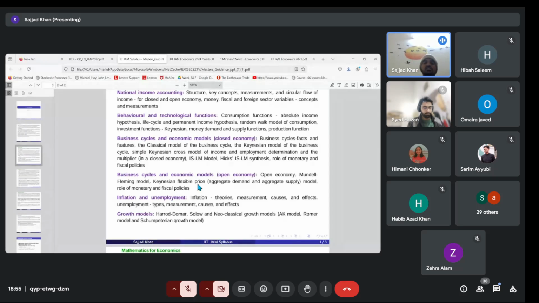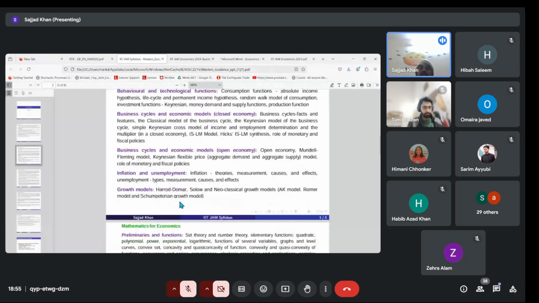So the next topic is inflation and unemployment. Very theoretical questions will be asked. What types of inflation are there, and what is the relation between GDP and unemployment? Like we can take the Phillips curve, and what will the effect be? Only theoretical questions will be asked from this. They will not ask any type of numerical.